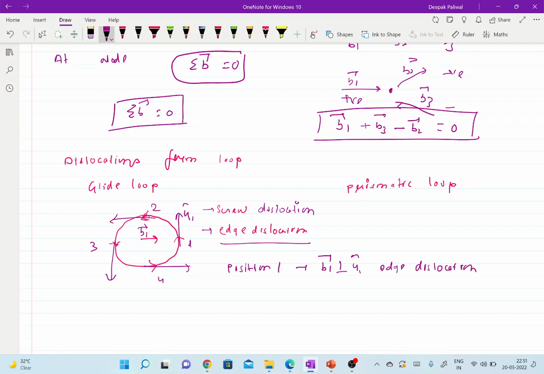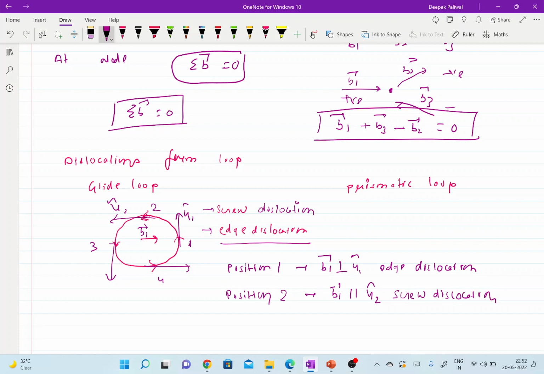If you observe position 2, the b1 vector is parallel to the u2 vector. So this is your screw dislocation.